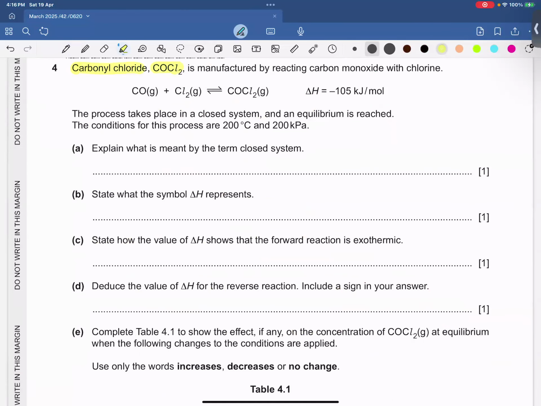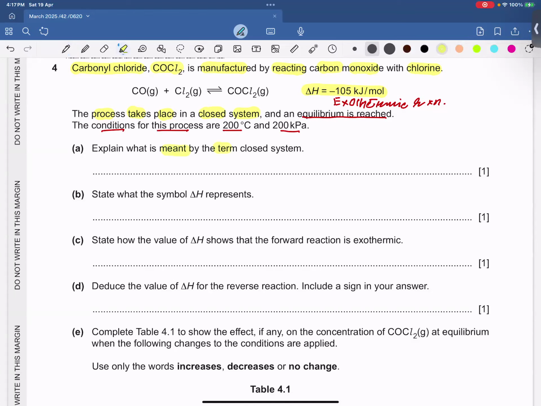Carbonyl chloride, COCl2, is manufactured by reacting carbon monoxide with chlorine. By the way, the forward reaction is exothermic, because enthalpy change is negative. This process takes place in a closed system, and obviously a closed system means a reversible reaction, which is represented by a double-headed arrow, and the equilibrium is reached. The conditions for this process are 200 degrees Celsius and 200 kilopascal pressure.